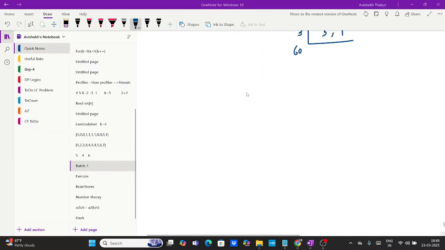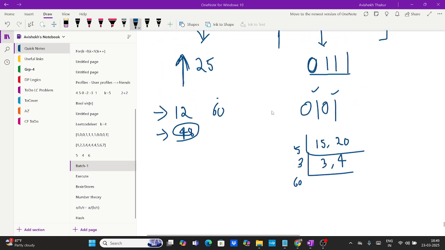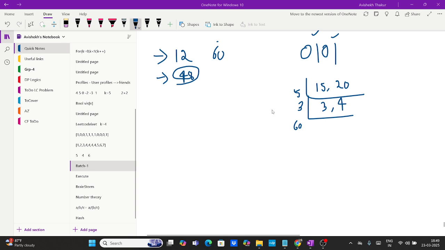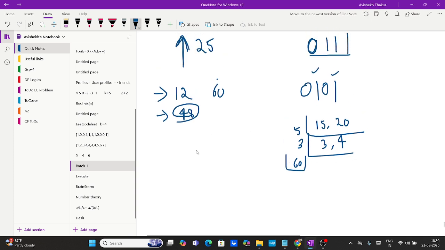Also, there is one case I should ask you to solve. Let's say we got the LCM as 60, but the number is 70. What will you do in that case? You can only increment, you cannot decrement. So if the LCM is 60 and the number is 70, what will you do?